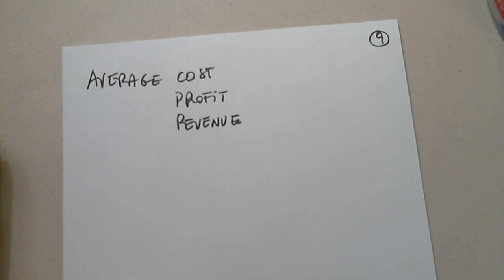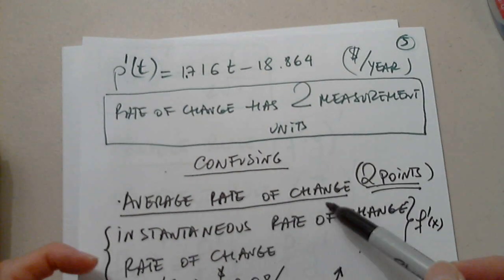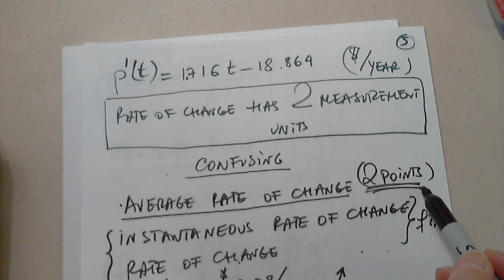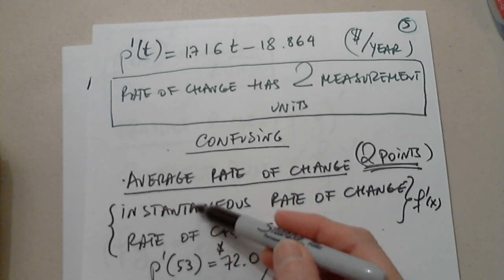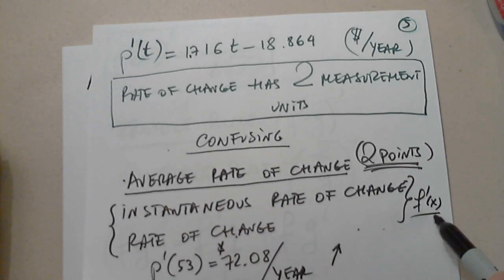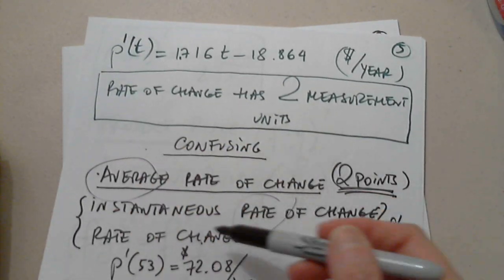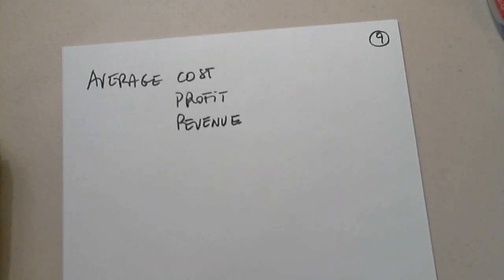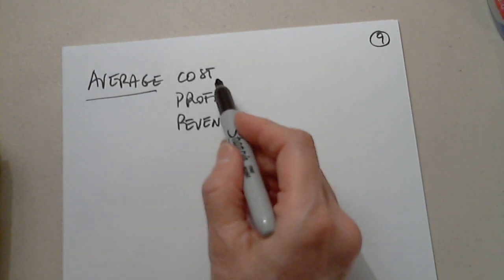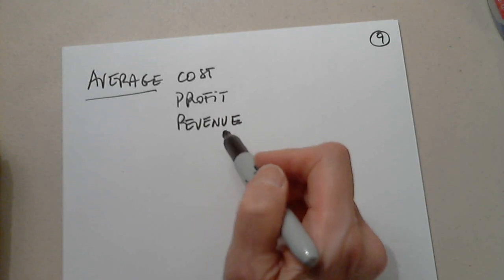In addition to, one more time, average rate of change of a function, which requires 2 points, or these two concepts that mean the same thing, we also have something that involves average or rate of change, okay? It's the average cost, profit, or revenue.